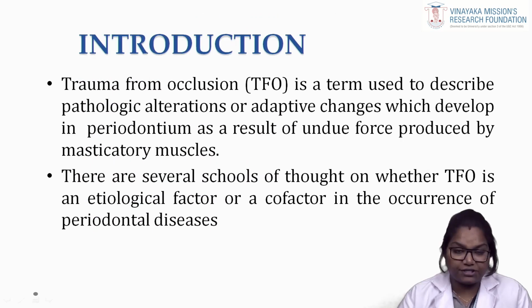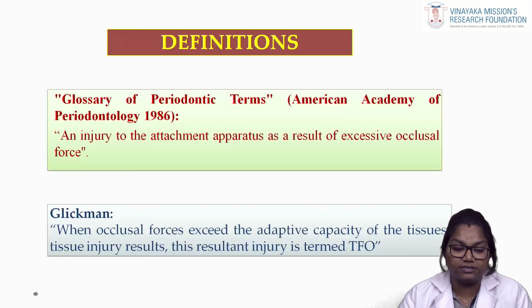So coming to the introduction, what is trauma from occlusion? Basically, the term trauma from occlusion is used to describe the pathological alterations or the adaptive changes which develop in the periodontium as a result of undue forces produced by the masticatory muscles. There are several schools of thought on whether trauma from occlusion is an etiological factor or a cofactor in the occurrence of periodontal diseases.